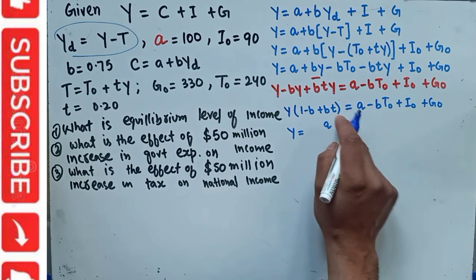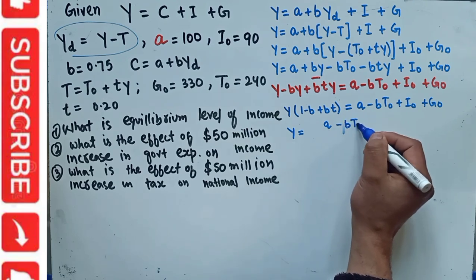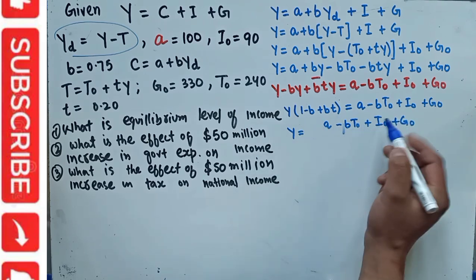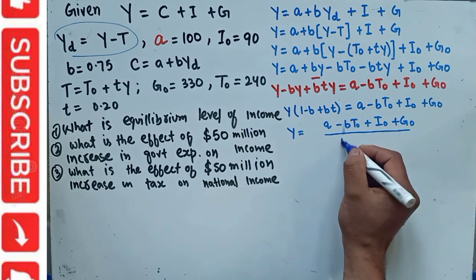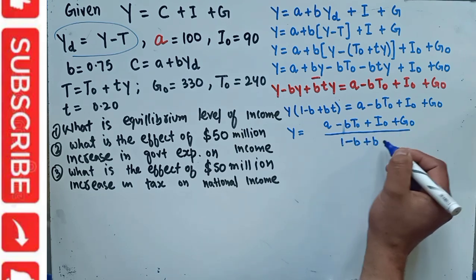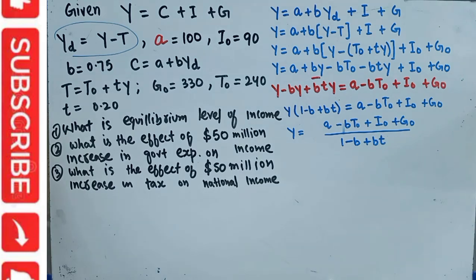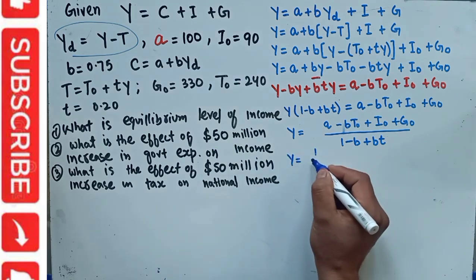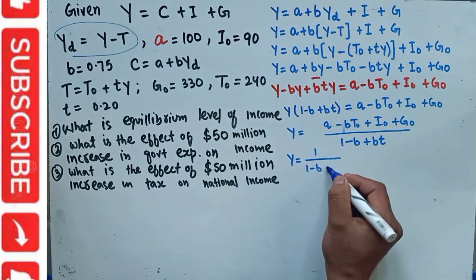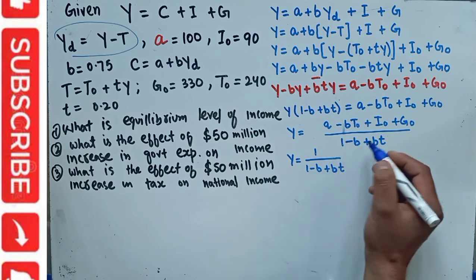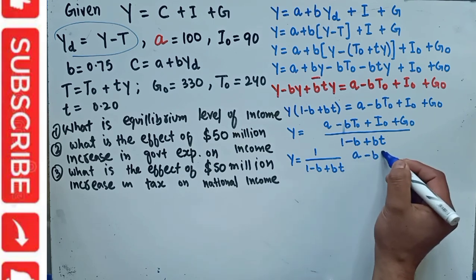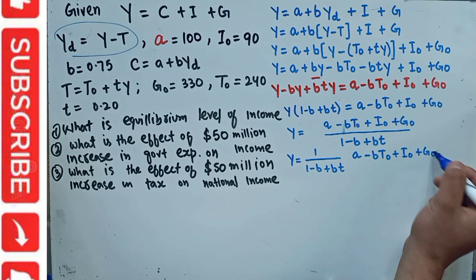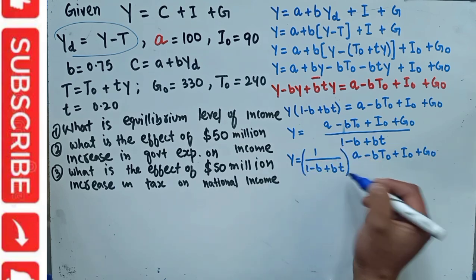So our Y will be equal to A minus B T naught plus I naught plus G naught, transposing it will get divided by 1 minus B plus Bt. We can write it in this fashion also: Y is equal to 1 divided by 1 minus B plus Bt, times A minus B T naught plus I naught plus G naught. So this denotes the multiplier here.